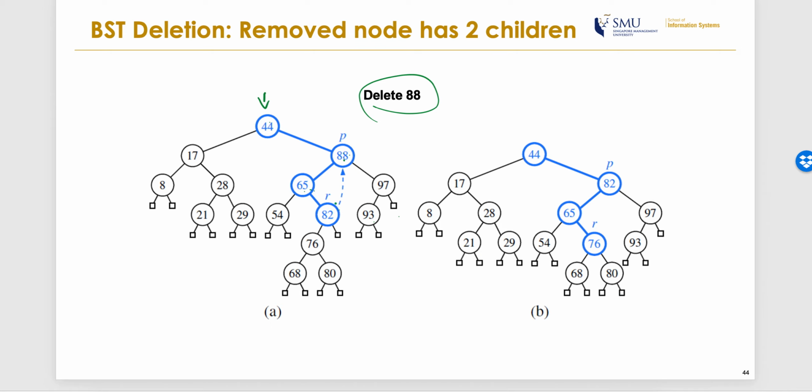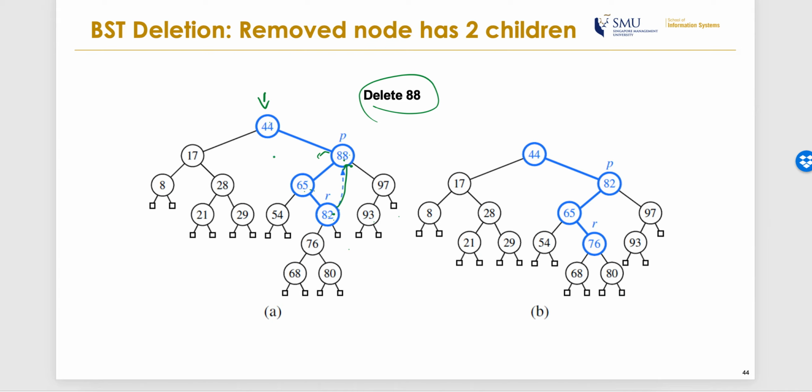Now suppose that we find that the largest number on the left is 82, so then we can replace 88 with 82. But in order to replace 88 with 82, we first have to remove 82. By definition, 82 can only have at most one child. Why? Because if 82 has two children, if 82 has a right child in particular, then 82 will not be the largest number on the left. Then the child will be.